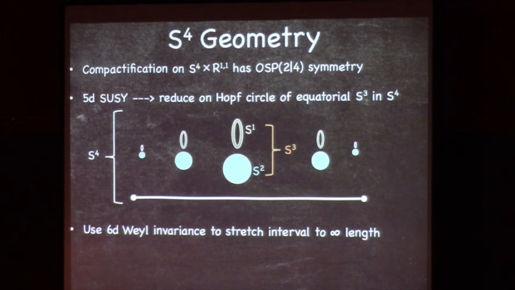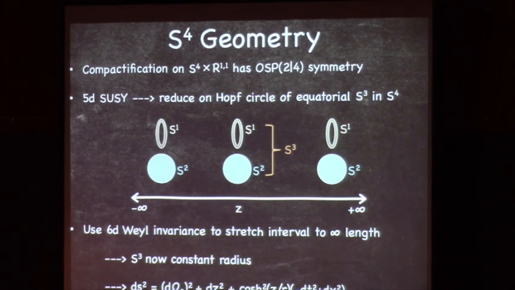So what we'll do is stretch the interval that I've drawn here to infinite length. That replaces this 4-sphere by this space. So the 4-sphere just becomes S3 times an interval. The important feature is now that S3 is at constant radius. The price that I pay for that rescaling, however, is that the metric is no longer a product metric. Instead, you get this interesting metric here. The metric on the 2D Minkowski space has become warped by this interval coordinate z. And the data of whatever was happening at the poles is now mapped to some kind of boundary condition at z equals plus and minus infinity.